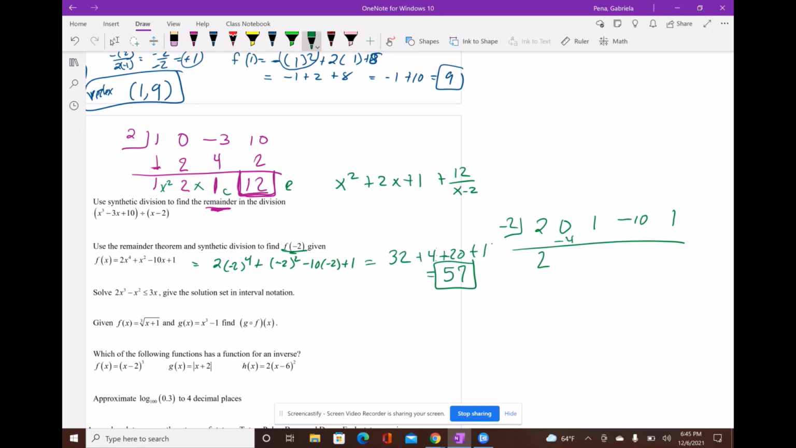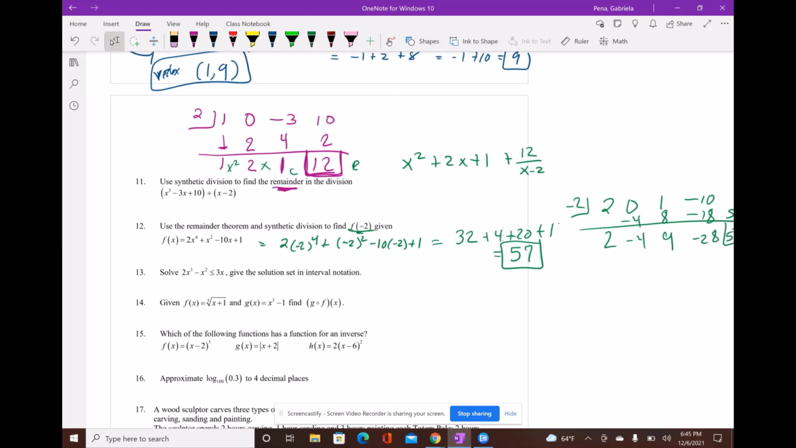So that's -4. That's a +8. That's a -18. That is a +56. And that is a 57. So either way you do it, synthetic or plugging in the value, you're still going to get the same answer. Okay? You have to do both. No, it says it's, I know, but you just do one, whatever makes you happy.